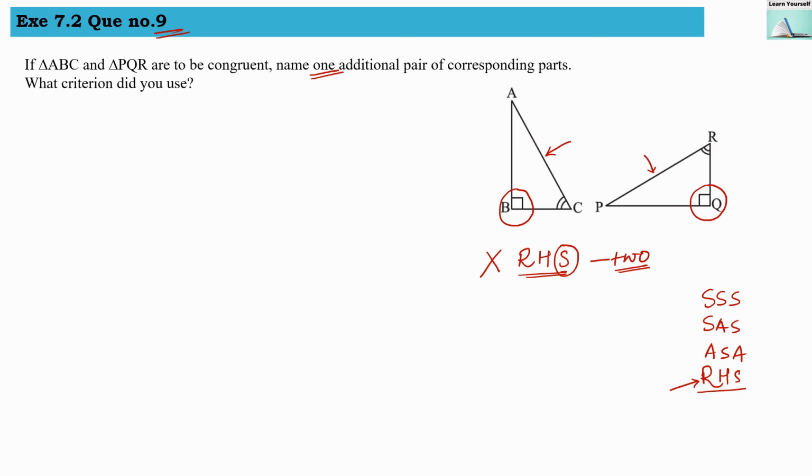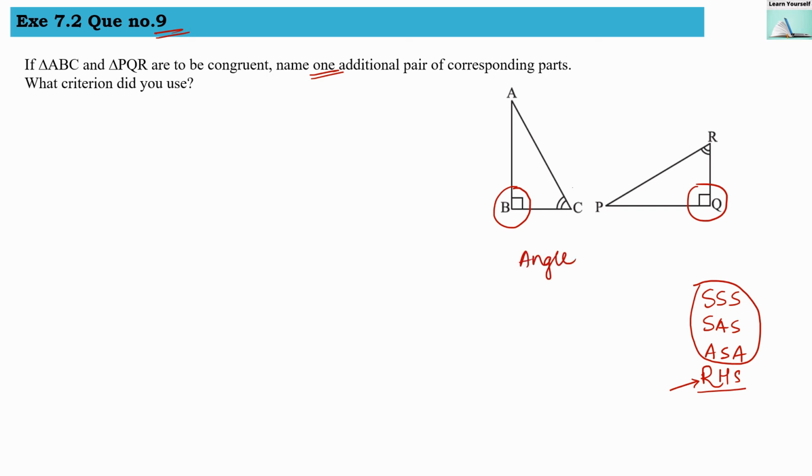So we have to find out another criteria from these three which will work out for these two triangles. So let us see what they have given to us. So they have given us one angle. So we have one angle here.